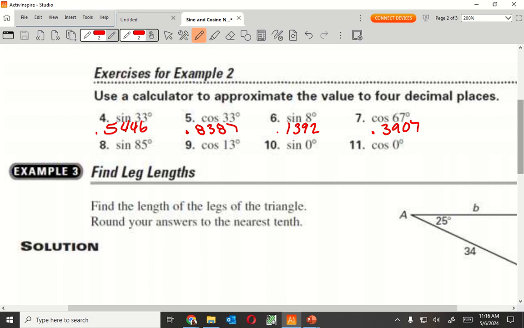All right. Question 8. 0.9962. Yes? Okay. Cosine 13. 0.9744. Sine 0 is 0. Cosine 0 is 1. There you go.